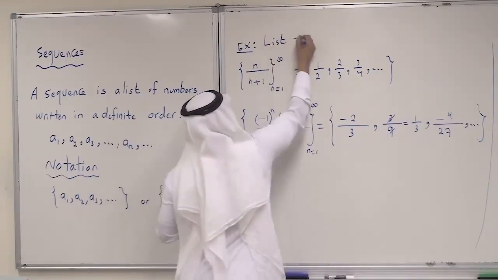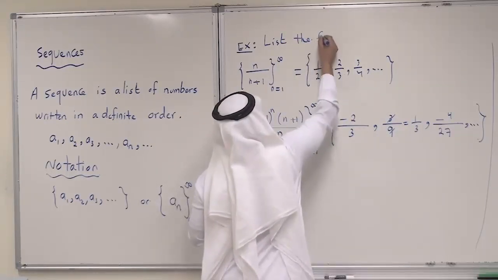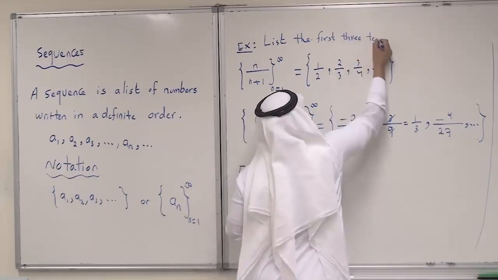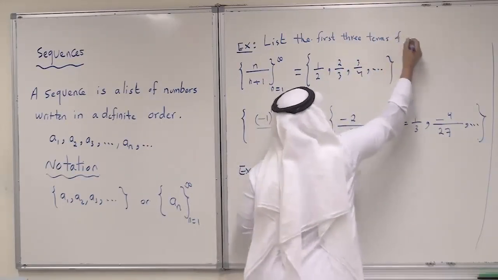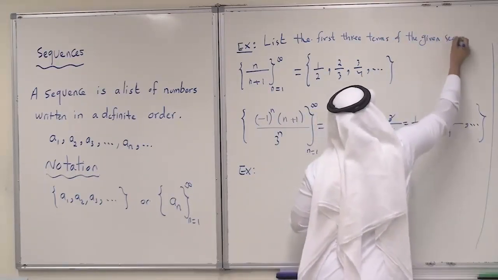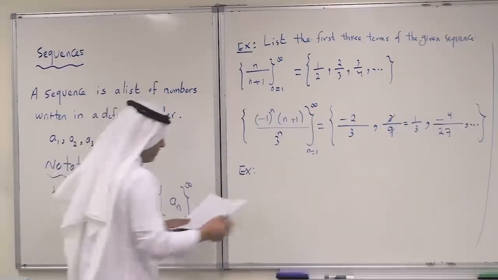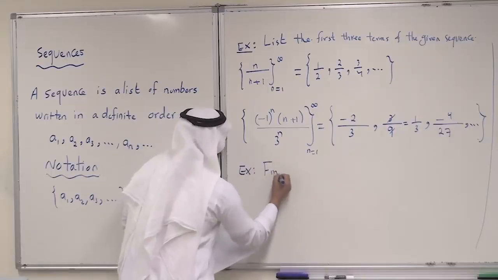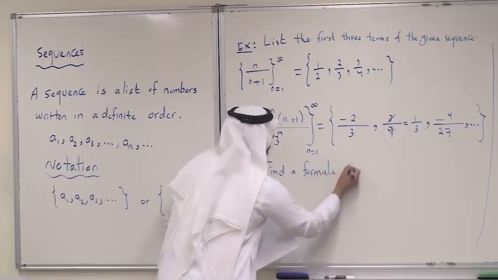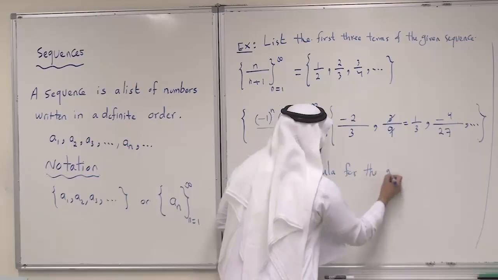In that exercise, since we decided to find only 3 terms, let us say: list the first 3 terms of the given sequence. Okay, so this is what we have for the first exercise. Now we are moving backward. Say, find a formula for, let us say, the general term or the nth term.